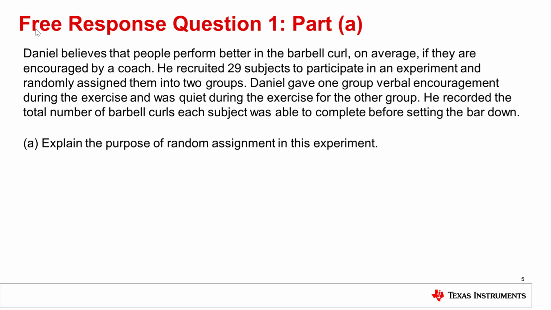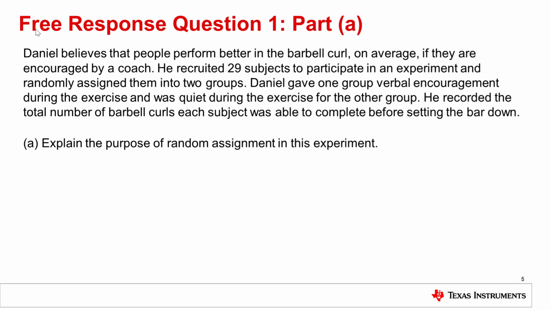Daniel believes that people perform better in the barbell curl, on average, if they are encouraged by a coach. He recruited 29 subjects to participate in an experiment and randomly assigned them into two groups. Daniel gave one group verbal encouragement during the exercise and was quiet during the exercise for the other group. He recorded the total number of barbell curls each subject was able to complete before setting the bar down.